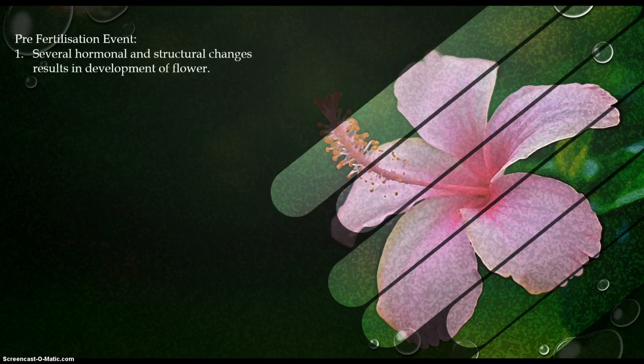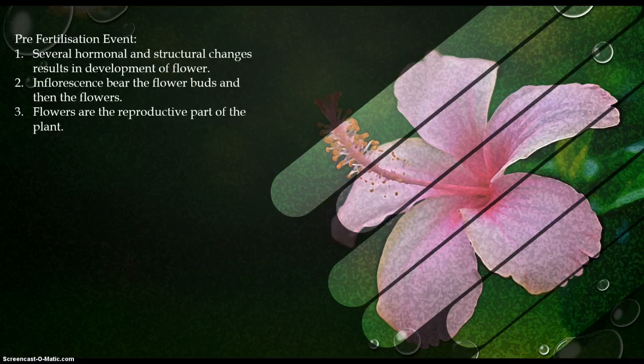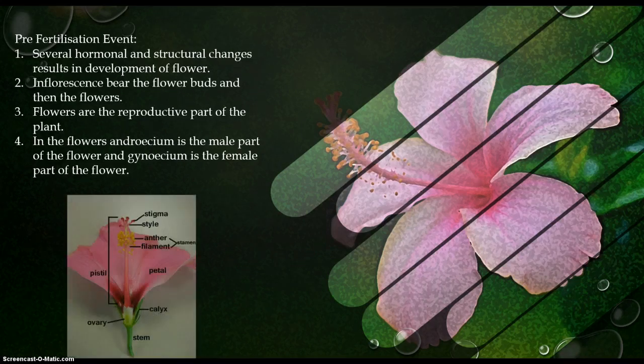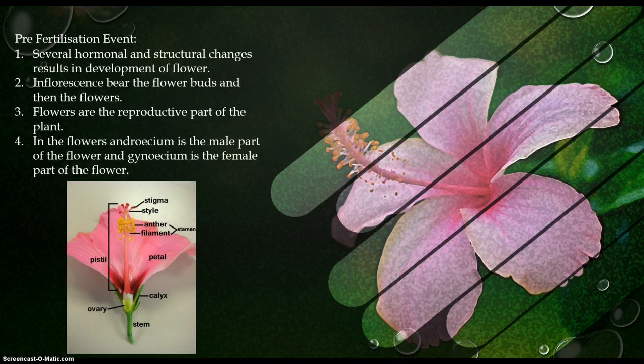Several structural and hormonal changes bring about these flowers on the plant. This formation of the flowers, buds, and then the flowers inside a plant is known as inflorescence. Flowers are the reproductive part of the plant. In case of the flowers, we can see two different structures. One is the male structure that is known as androecium, and the second structure is gynoecium, which is the female part of the flower. In the diagram, you can see the different parts of the flower.